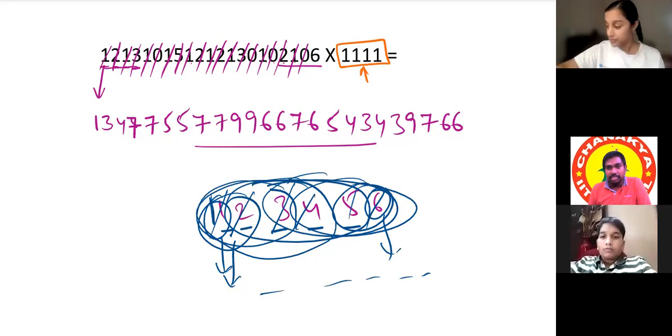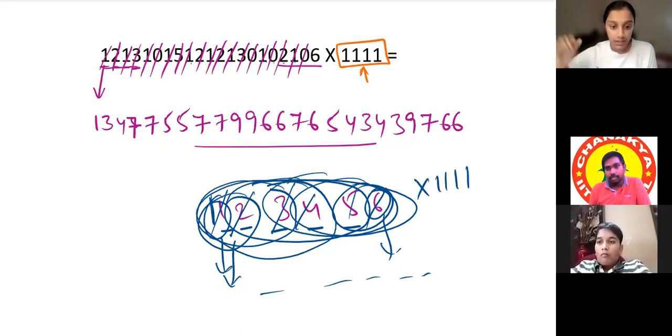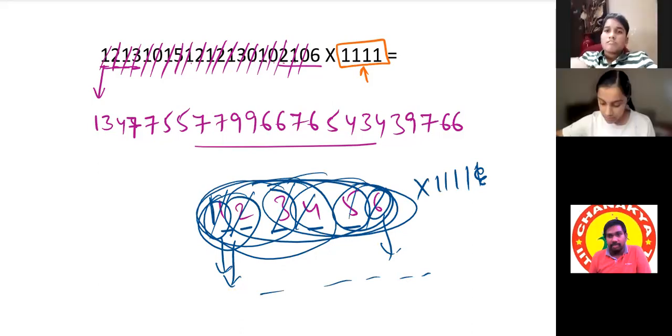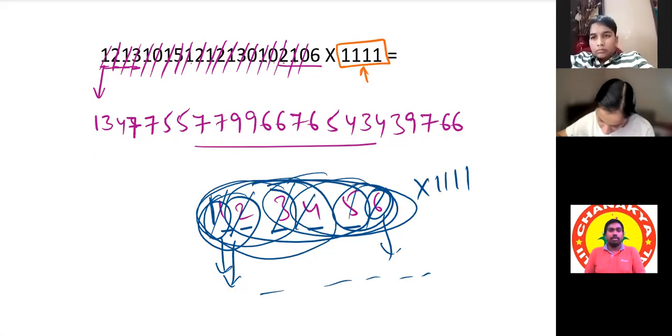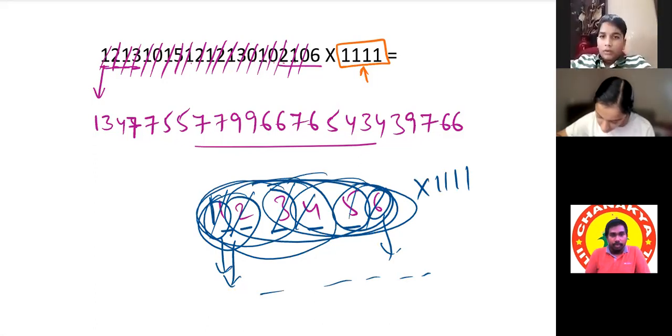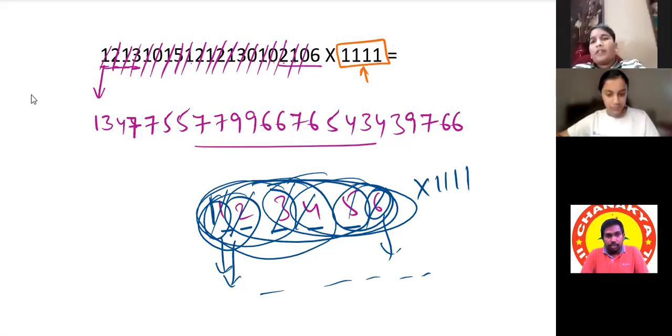Because it is a series of 4 ones. So if it is 5 ones, from the beginning we have to reach up to 5, and later we have to decrease to 1 again. You can do this question later.